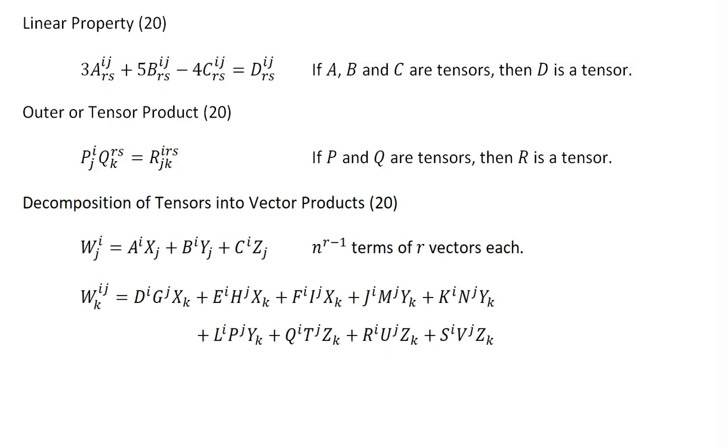Finally, we demonstrated that a tensor of any rank can be decomposed into the sum of vector products. Here we decomposed a second-ranked tensor into the sum of 3 vector products consisting of 2 vectors each. Here we decomposed a third-ranked tensor into the sum of 9 products consisting of 3 vectors each. The general rule is that the number of terms will be equal to n to the r minus 1 power, n being the dimension of the space we're working with, and r being the rank of the tensor. And each of the terms in the decomposition will consist of r factors each, again r being the rank of the tensor. We'll make use of this result in future videos as we demonstrate some of the properties of higher ranking tensors.